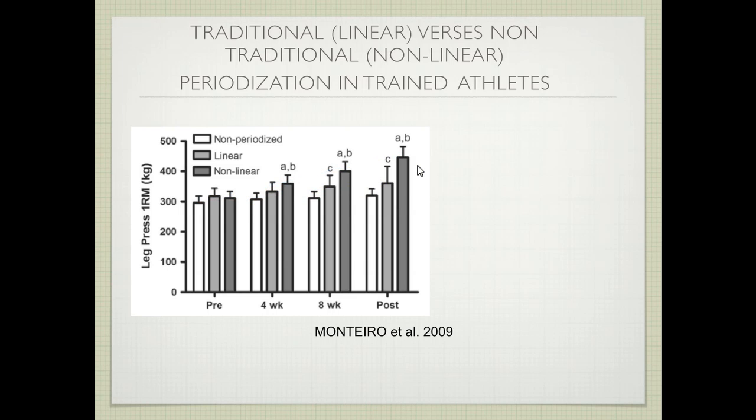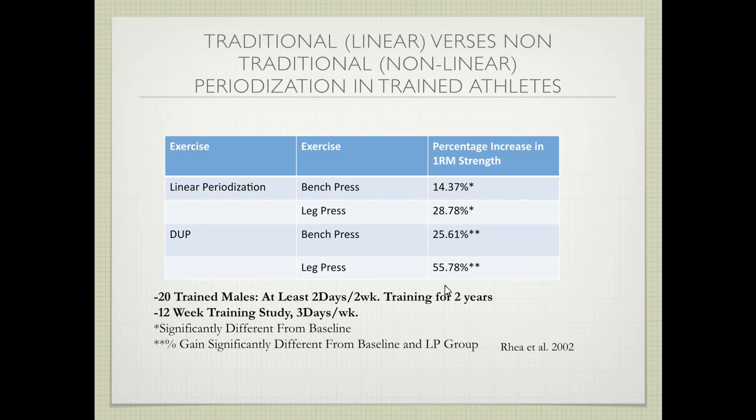And so again, you have non-periodized, traditional, non-traditional. So what it suggests is that in athletes, you need to vary it up more often. This is supported by Matt Ray's data in athletes, where he did nonlinear, or non-traditional, versus traditional, or linear.